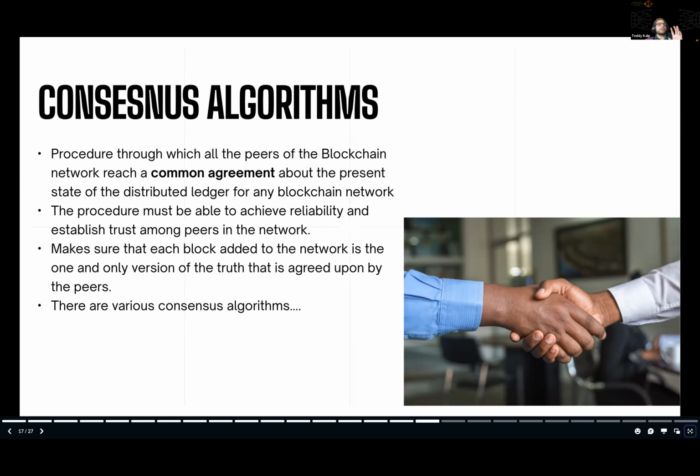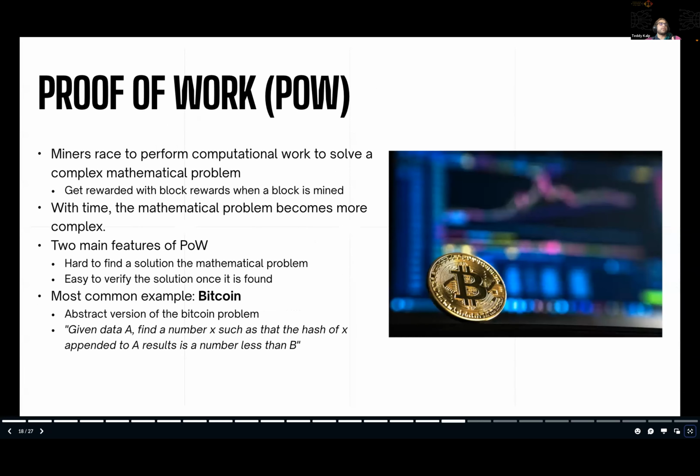There are two consensus algorithms that we're going to talk about, and they're the two most popular ones right now. The first one is proof of work. This is something that Bitcoin uses, and essentially miners race to perform some computational work to solve a math problem. Like we looked at yesterday with the mining process of trying to get the nonce to make sure that the hash had 4 zeros at the beginning. That's essentially what this proof of work concept is.